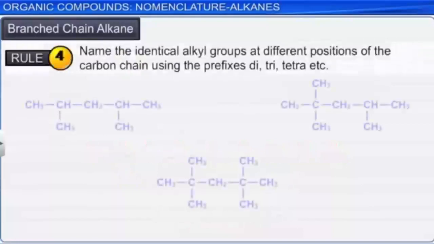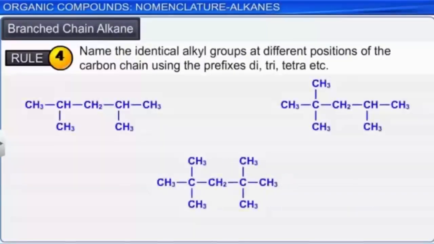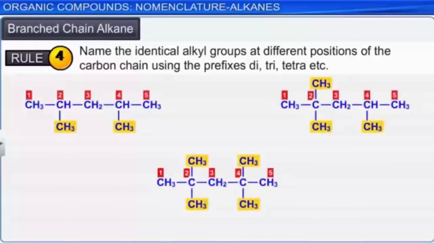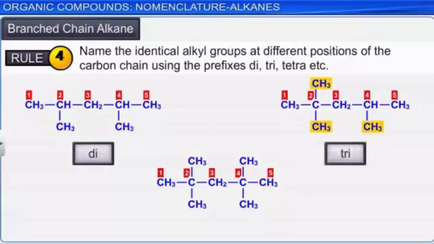Rule 4. Name the identical alkyl groups at different positions of the carbon chain using the prefixes di, tri, tetra, etc. If more than one identical alkyl group is present on the parent carbon chain, at different positions, prefixes such as di for 2 identical alkyl groups, tri for 3 identical alkyl groups, tetra for 4 identical alkyl groups, etc. are used with the alkyl group.